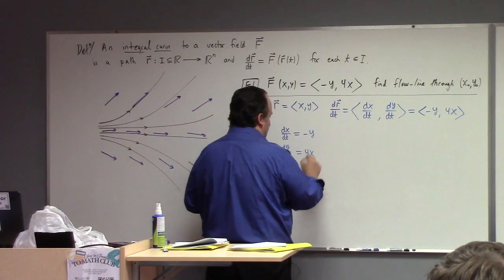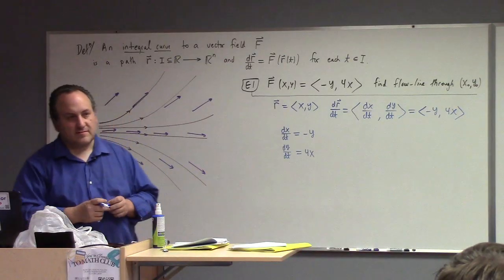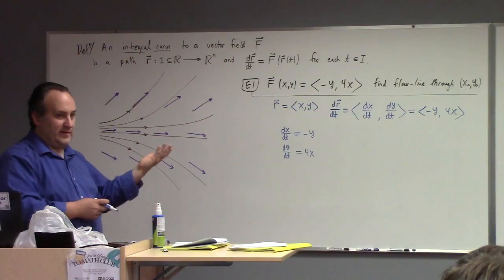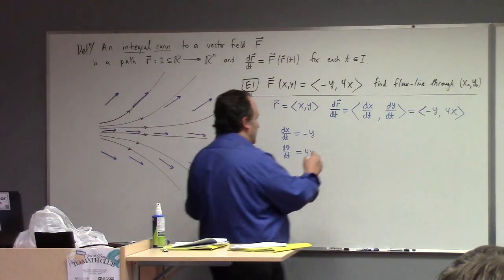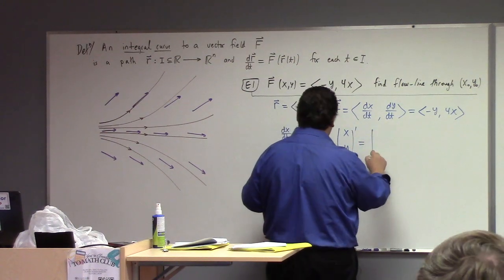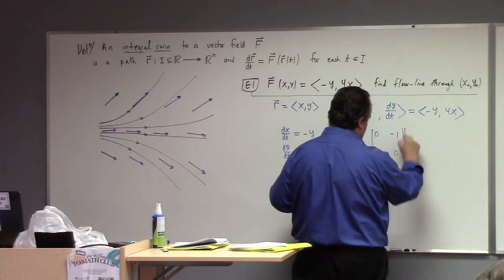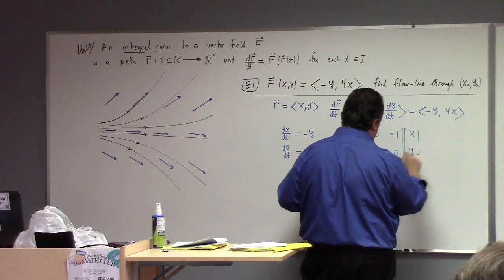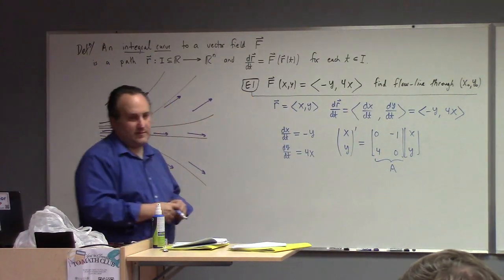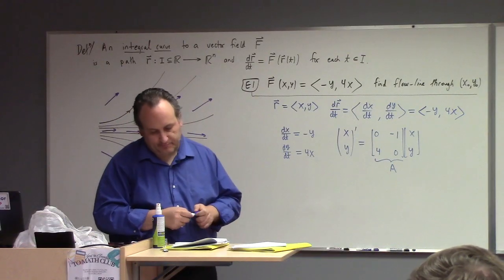Now, last time I came up against this kind of problem at the start of the semester, I just pulled some hocus pocus and solved it through some guessing. But now we have a method. This is a problem that we can solve. This is (x, y) prime equal to the matrix [0, -1; 4, 0] times (x, y). So it's a constant coefficient 2 by 2 problem. And, well, we can solve this.